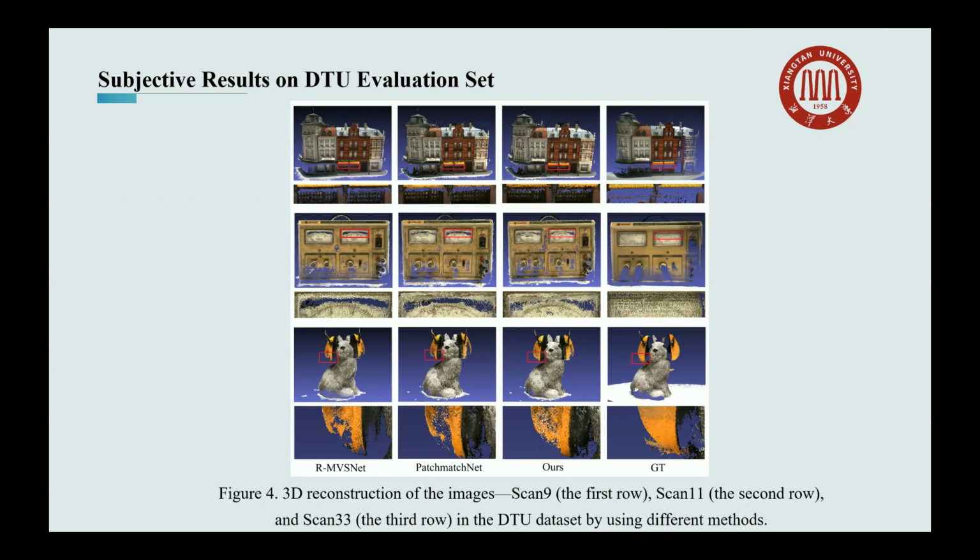For the second row of images, scan 11, the dashboard scale is clear for our method, as seen from the amplified region. For the third row of images, scan 33, both the toggle ball profile and the data features in the middle region are more abundant for our method.